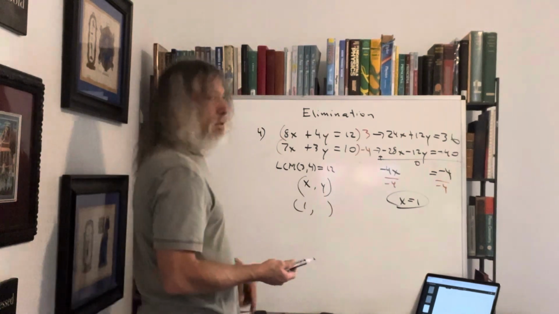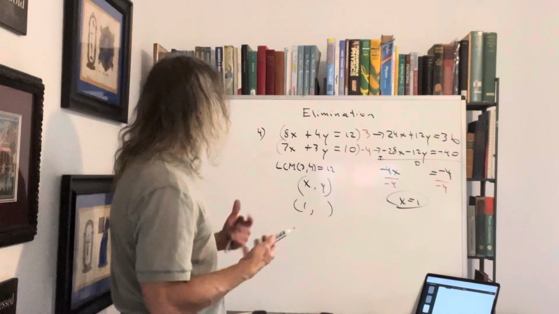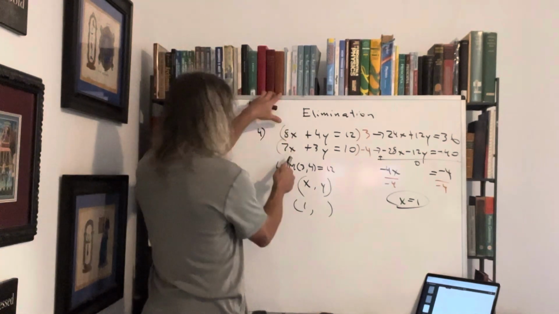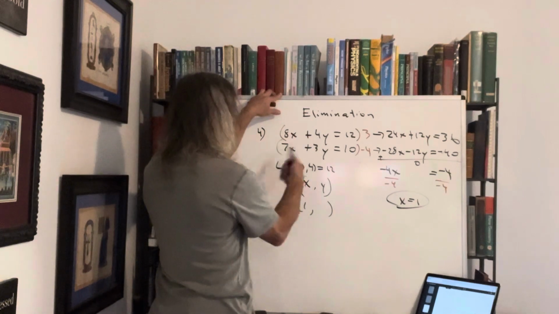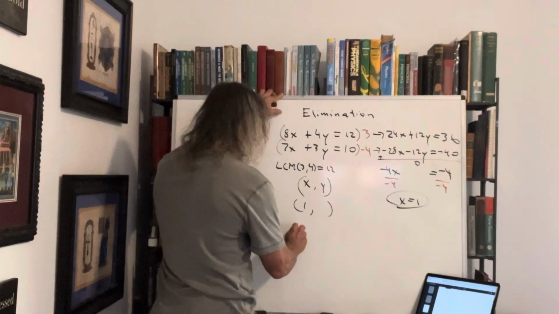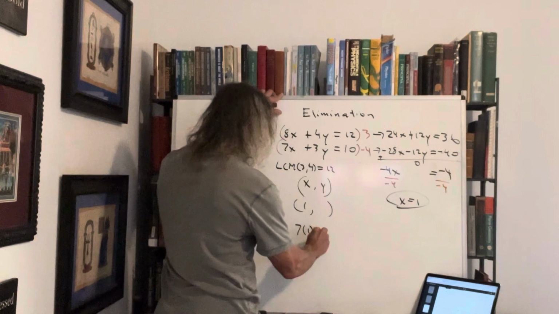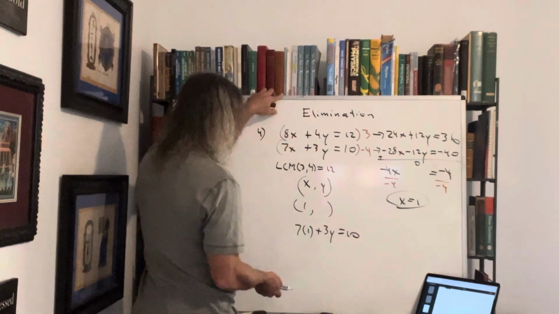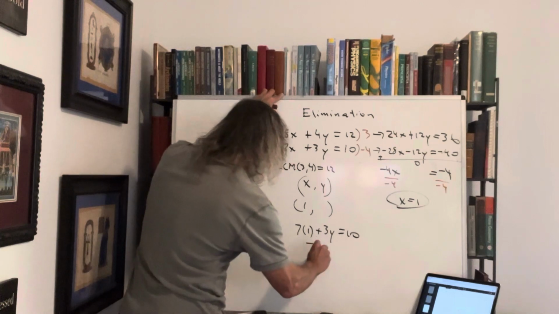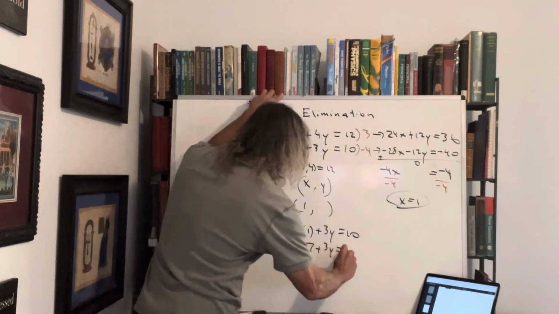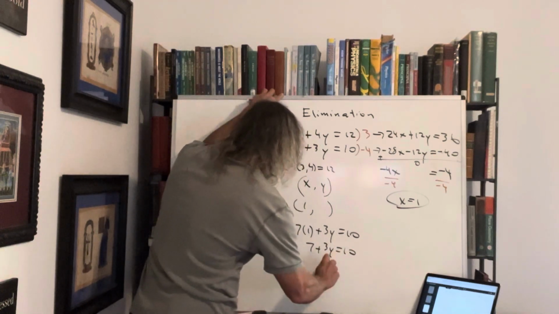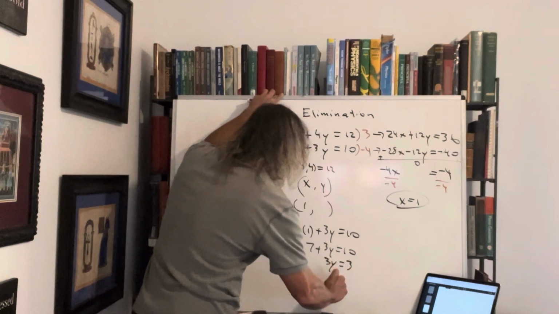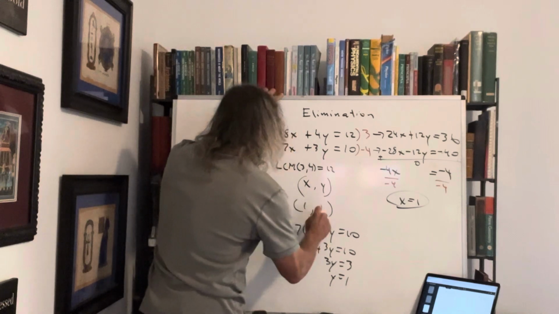And we know we have a 1 there so far. Now we need to get the y value. So we put 1 in for x. I picked the second equation this time. 7 times 1 plus 3y is 10. That's 7. Subtract 7. Divided by 3. y is 1. 1 comma 1.